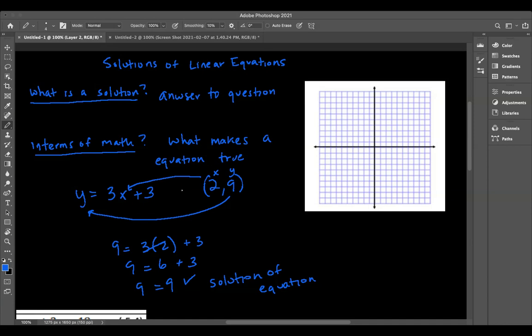So let's also look at it graphically to show you that 2, 9 is a solution of the equation y equals 3x plus 3. Let's actually graph this. Remember how to do that. Remember the b is 3 and the m is 3 over 1, which is the change in y over the change in x. We all know that. So let's go up 1, 2, 3. Here's one point.